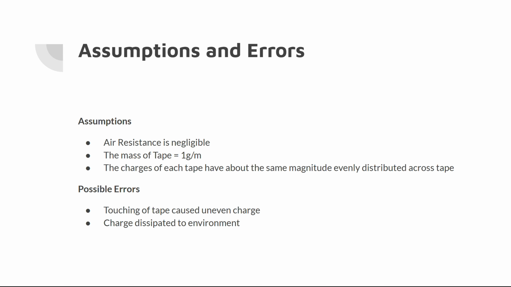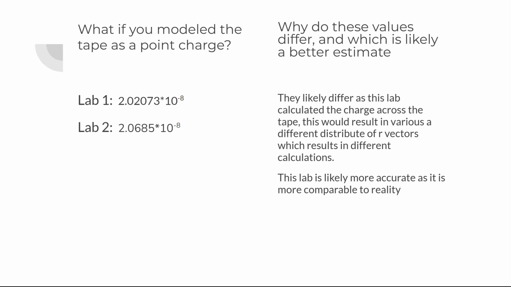And so a few assumptions and errors. First, we assume that air resistance is negligible. The mass of the tape is 1 gram per meter, and the charges of the tape have about the same magnitude, evenly distributed across the tape. So we did not assume it was a point charge for this lab. A few possible errors: touching the tape could cause uneven charge, and the charge could also be dissipated throughout the environment. So if we model this lab as a point charge, what would maybe differ?